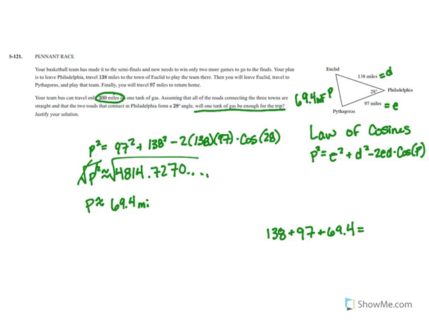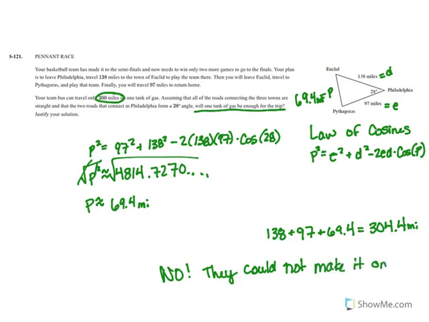Ooh, I got more than that. Did I type something in wrong? I got 304.4. Try typing yours in again. This is what I got. 69, not 64. So I got 304.4 miles. So that's greater than 300, so no. They could not make it on 1 tank of gas.